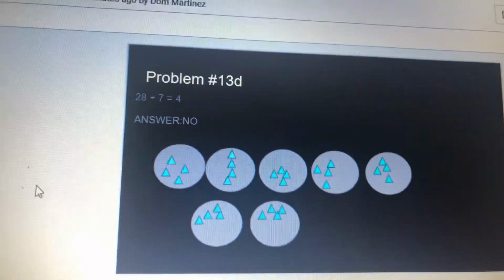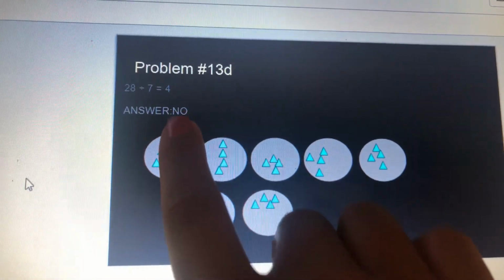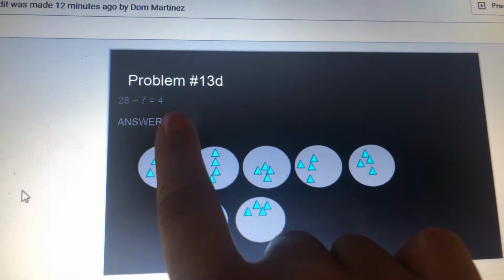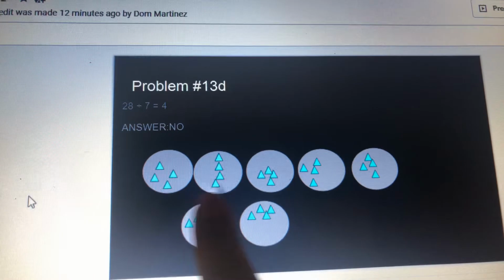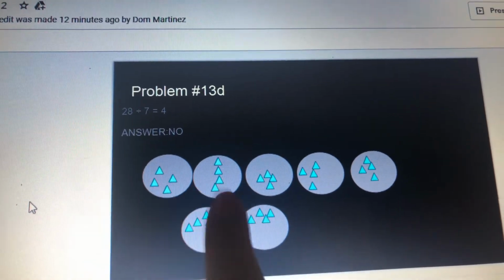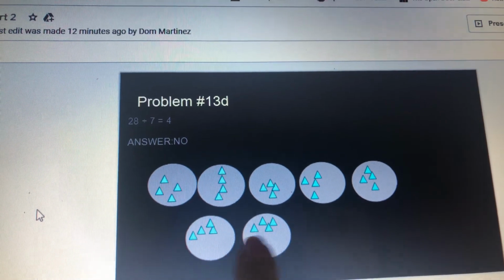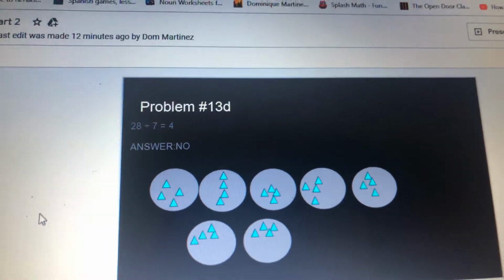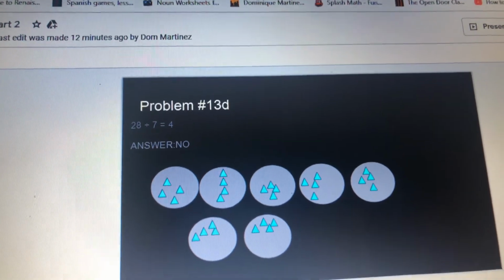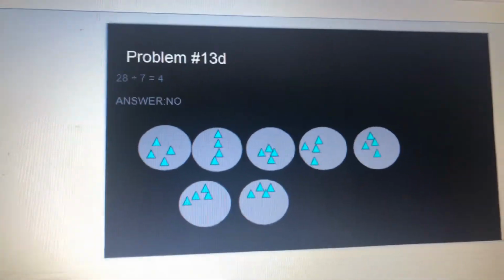And the final problem was 13D. Your answer was no. There was no remainder. It was 28 divided by 7 equals 4. Right, so we have 7 circles, and 4 were able to fit into each of these circles. If I ever mess up on these triangle guys, just let me know. I can go back in and correct them. It's a lot of work trying to get each of these tiny little triangles in.